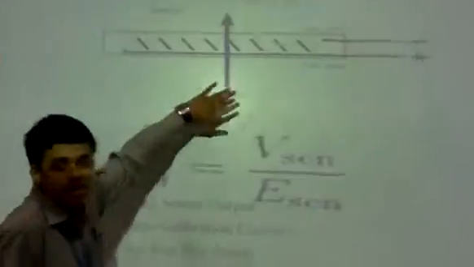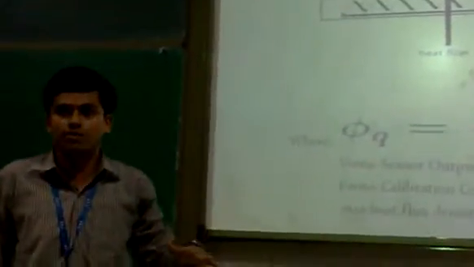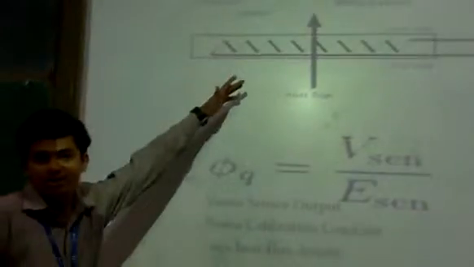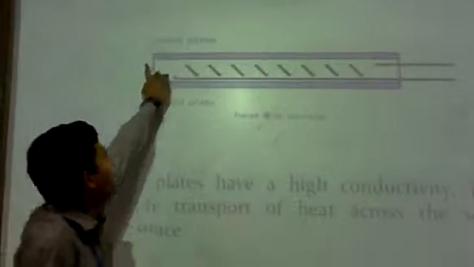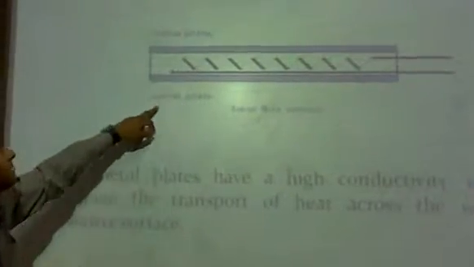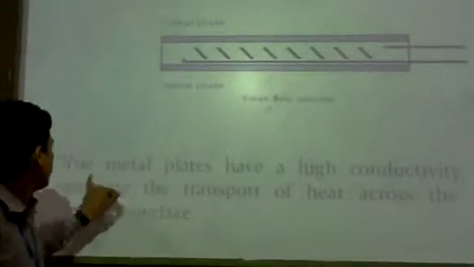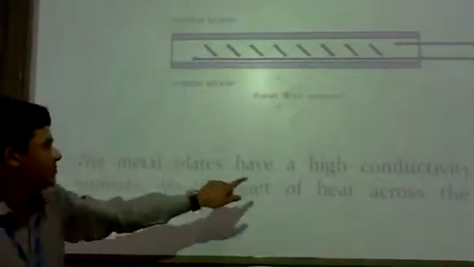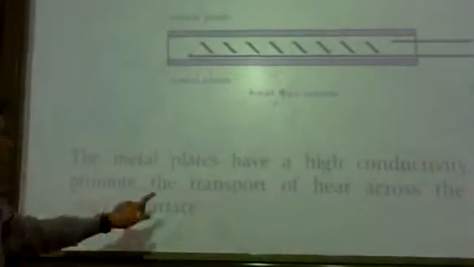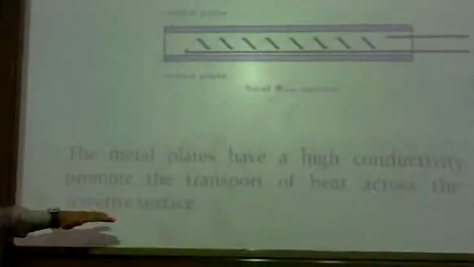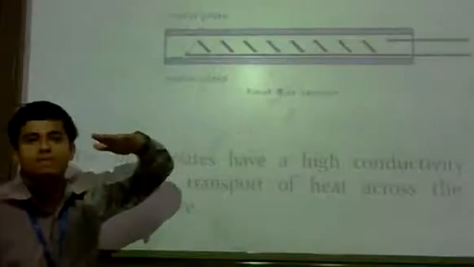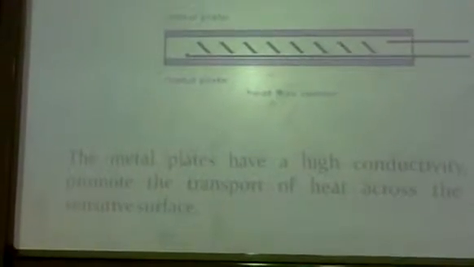This can be achieved when heat is flowing through this. There is some temperature dependence, which is hard for the heat flux sensor. This is one of the errors. So we will use the sandwich construction for that. Sandwich construction means we will use a thick metal plate on both sides. By using metal plates which have high conductivity, the transport of heat across the whole sensitive surface is even and the effect of temperature dependence is less.